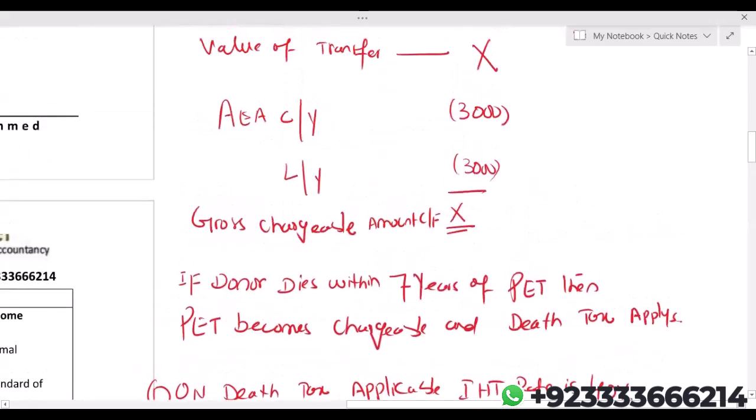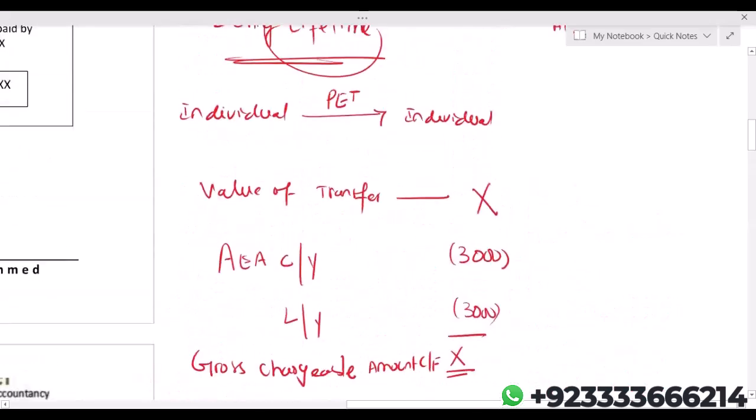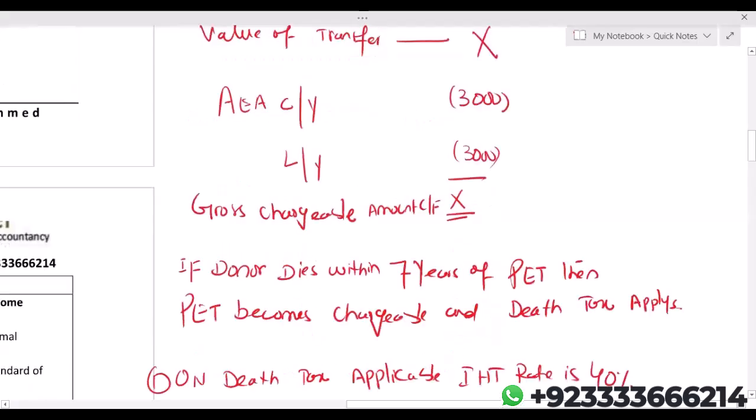Now come back. So during the life, when one individual has given a gift to another individual, it is considered as PET, potentially exempt transfer. No tax during the lifetime. But the rule says if the donor dies within 7 years of making the gift, then PET becomes chargeable.